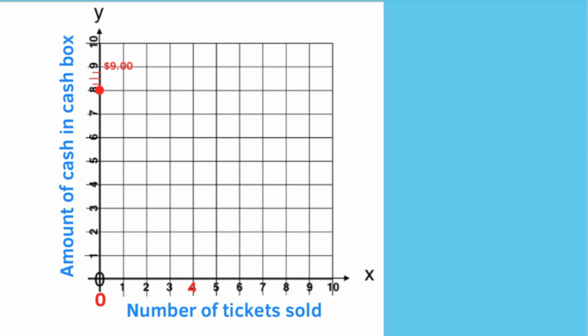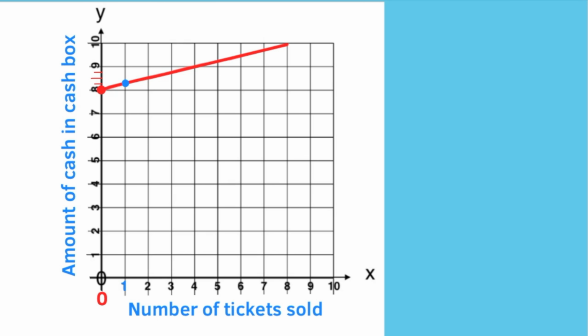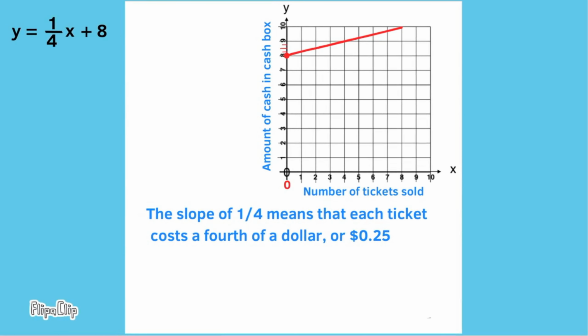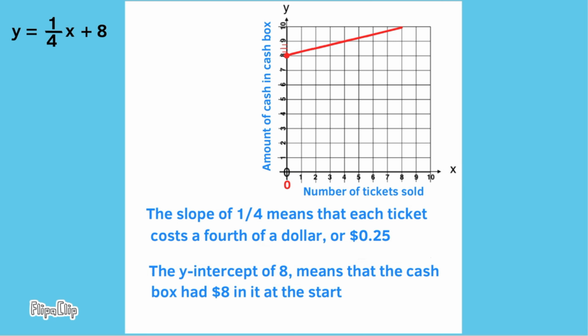Here's a look at the line with 1/4 slope. I'll put a point in blue to represent 1 ticket sold, 2 tickets sold, 3 tickets sold, and 4 tickets sold. Those 4 tickets show a rise of exactly $1, 4 units to the right and $1 up. The slope of 1/4 means that each ticket costs 1/4 of a dollar, or 25 cents. The y-intercept of 8 means that the cash box had $8 in it at the start.